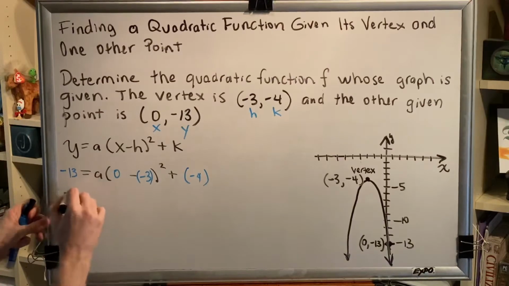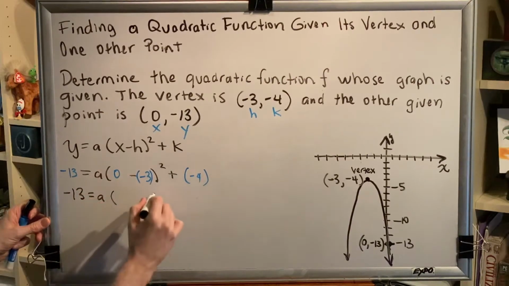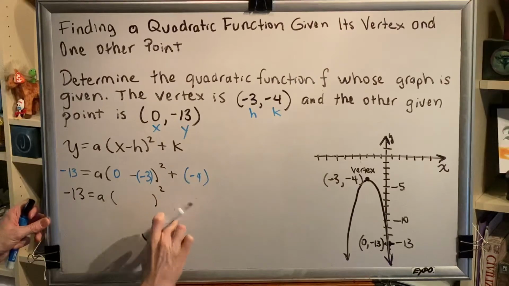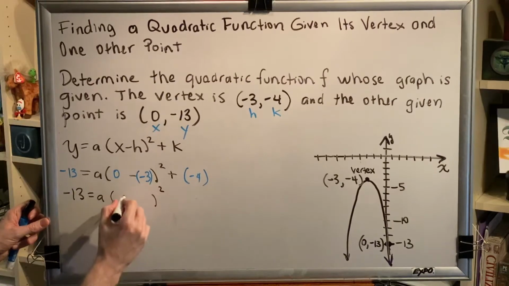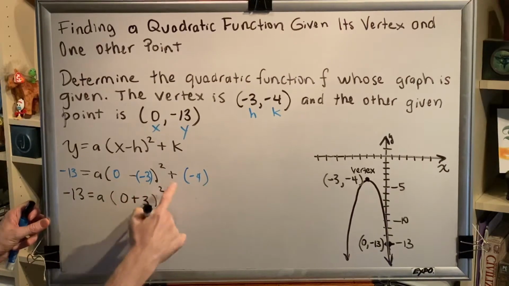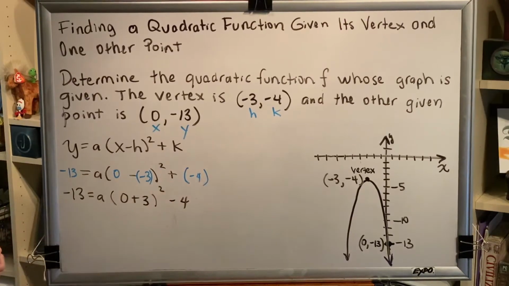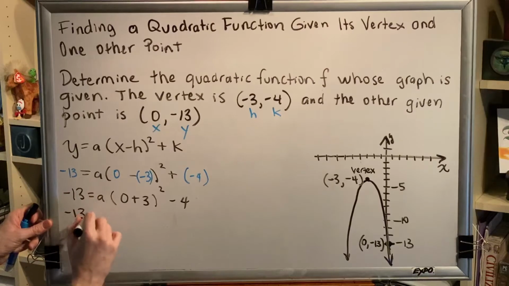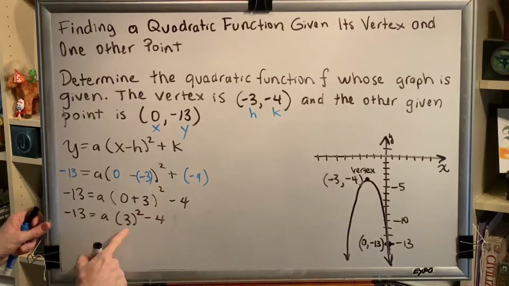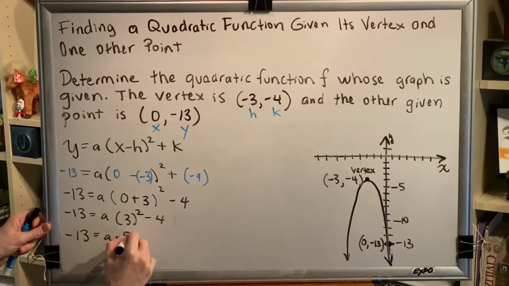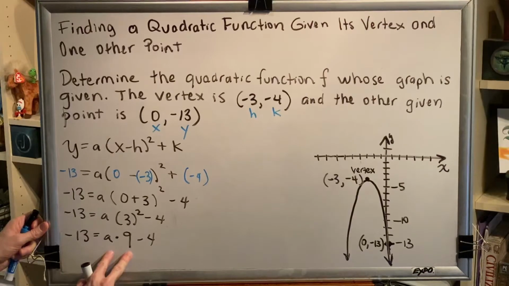Okay, now we'll begin to simplify by following order of operations. Order of operations says that I should work inside grouping symbols first. So I need to figure out what is 0 minus -3. Well, subtracting a negative is adding, so this turns into 0 plus 3. Adding a negative is subtraction, so I can rewrite that as -4. Now, doing the addition, 0 plus 3 is 3. After grouping symbols comes exponents. 3 squared is 9. After exponents comes multiplication and division from left to right, so that would be the 9 times the a, which makes 9a.